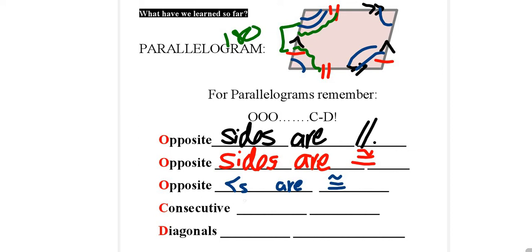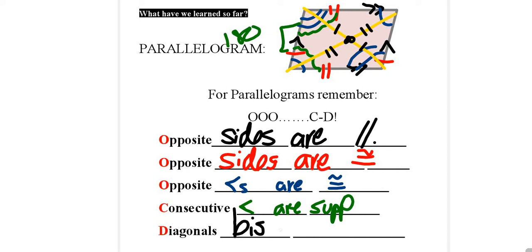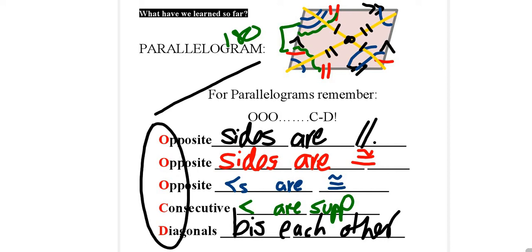Consecutive angles are supplementary, or add up to 180. Last but not least, of course, is that the diagonals bisect each other, which means this is the midpoint going both ways. So the diagonals bisect each other. These are the essential qualities of a parallelogram.